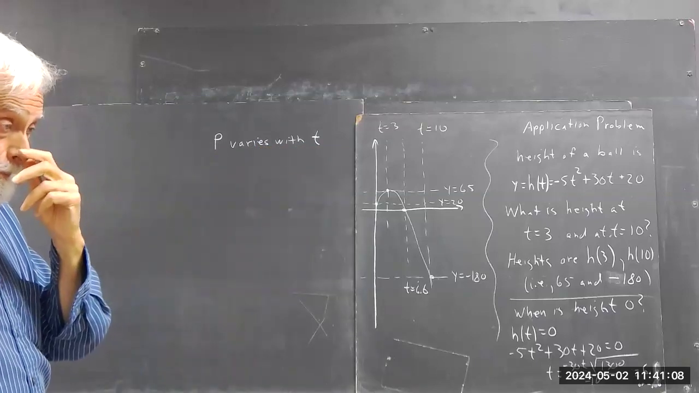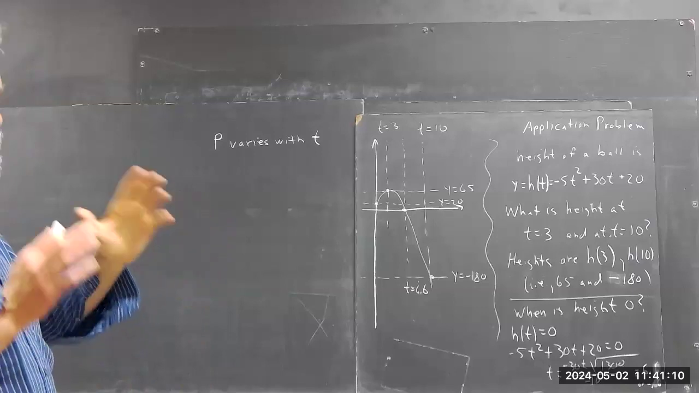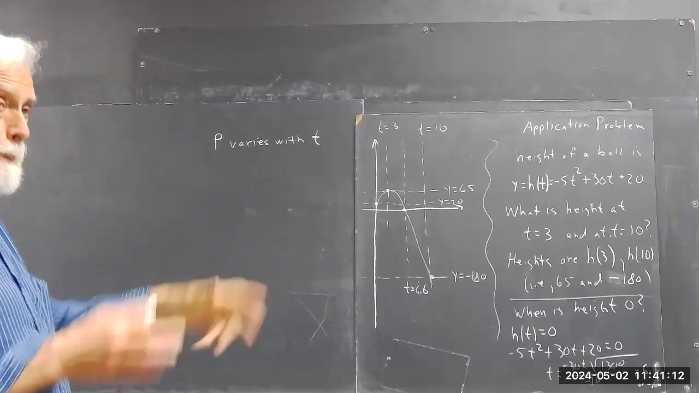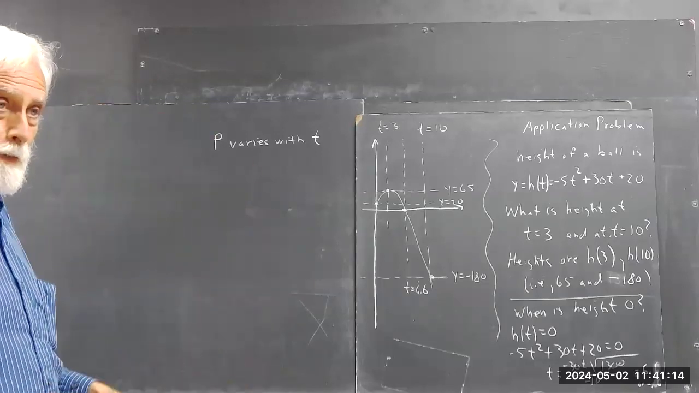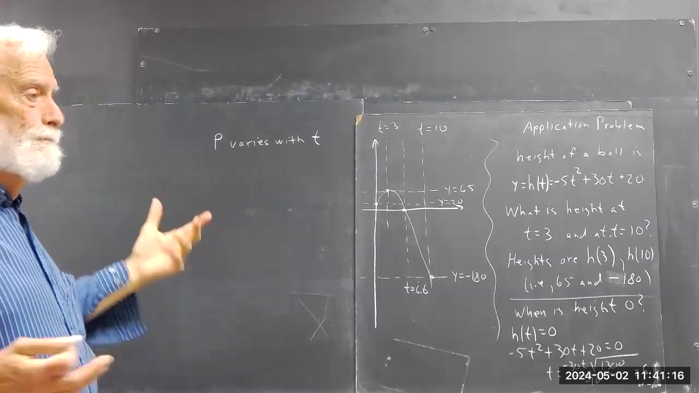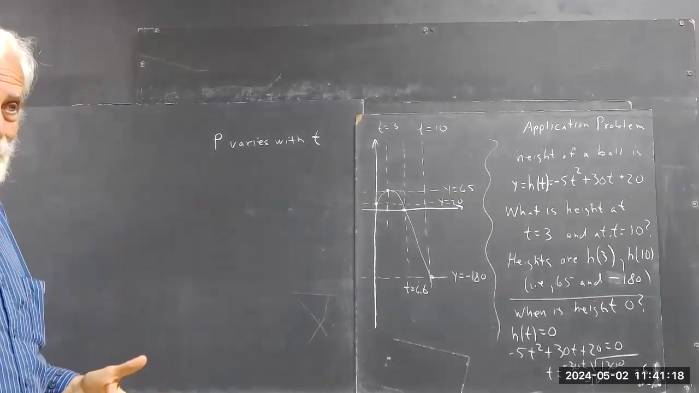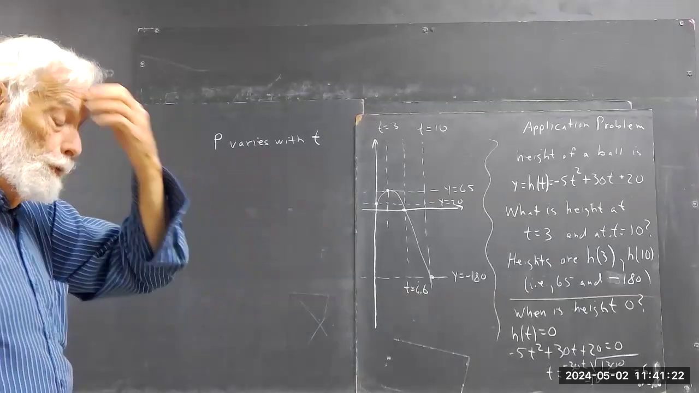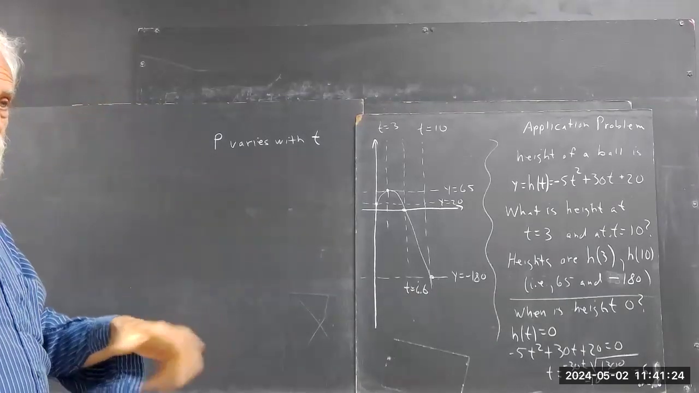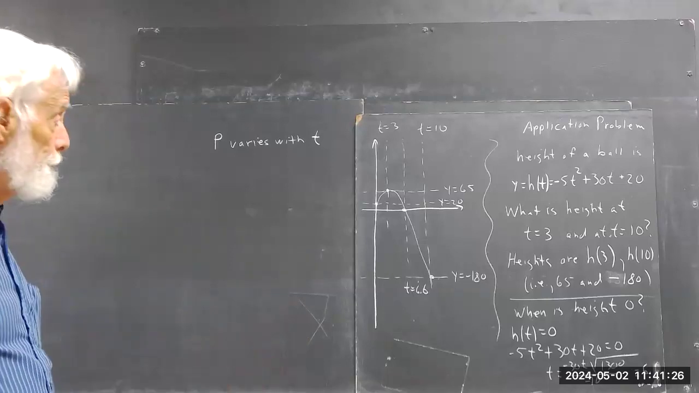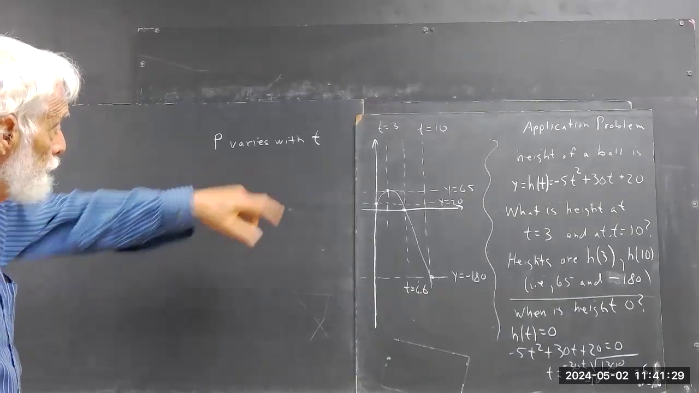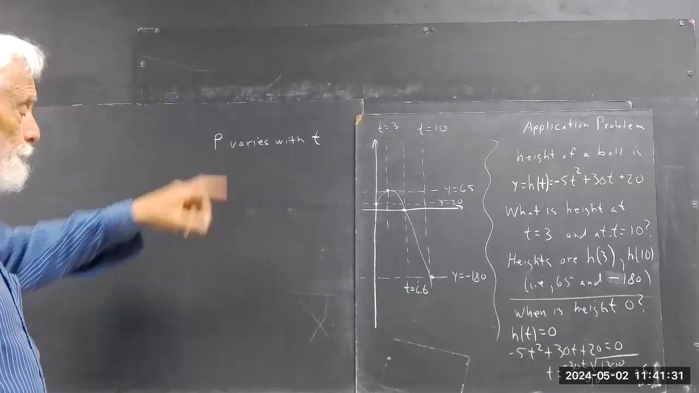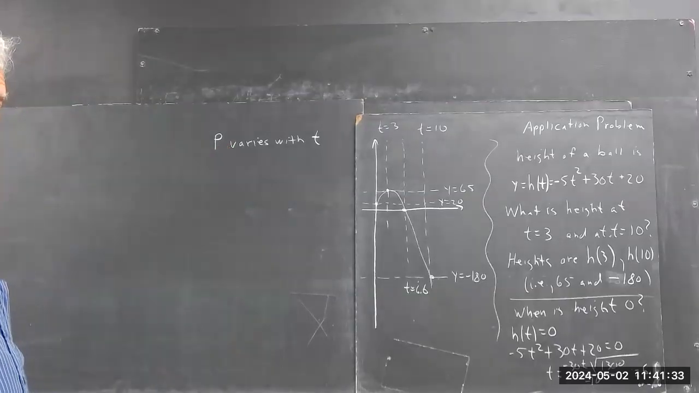Population varies with time. Another, the principal of an investment. Put a chunk of money into an account at 5% interest. Then that account grows at 5% every year. So P varies with time. So P could be population, P could be principal, be money.